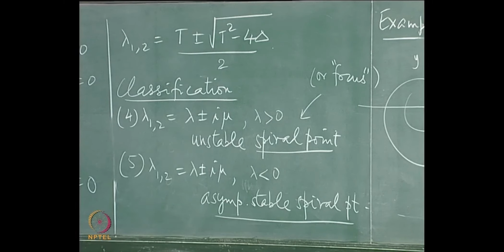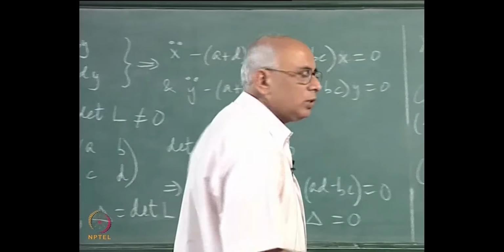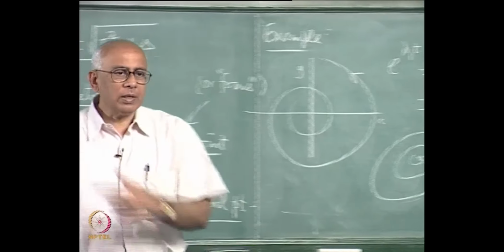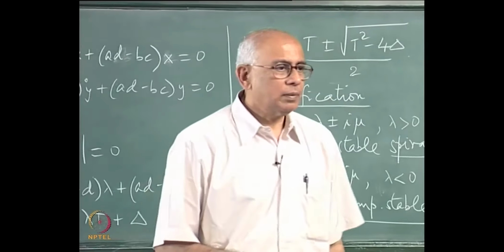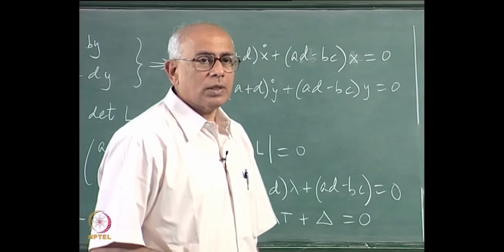Whether the spiral is wound inwards clockwise or counterclockwise depends on the details of the problem. It would actually depend on the direction in which the phase trajectories are traversed. That would depend once again on the coefficients a, b, c, d, etc. But this is what happens when you have a complex conjugate pair of points.